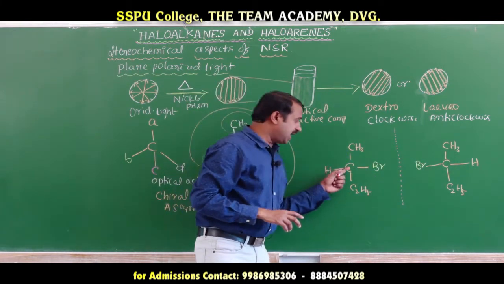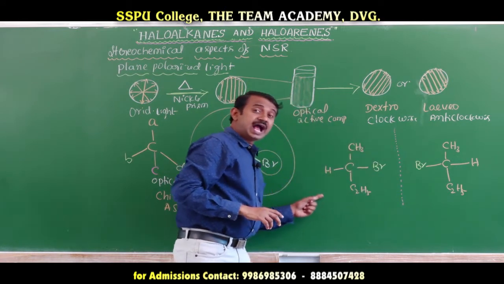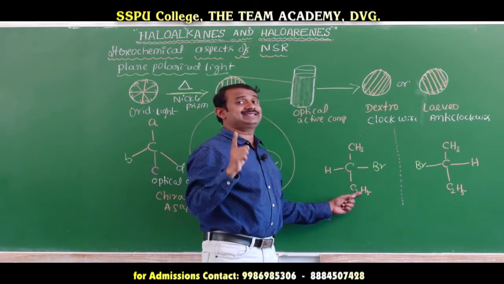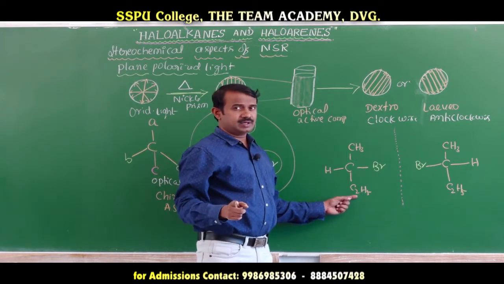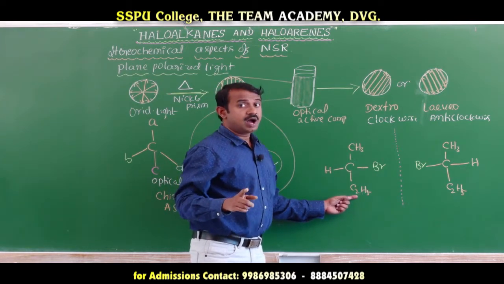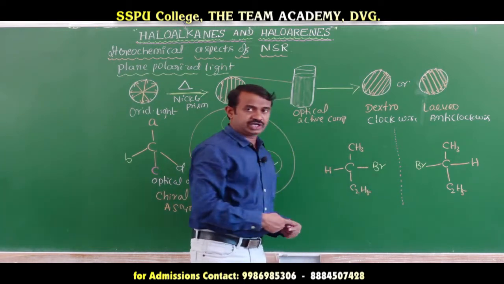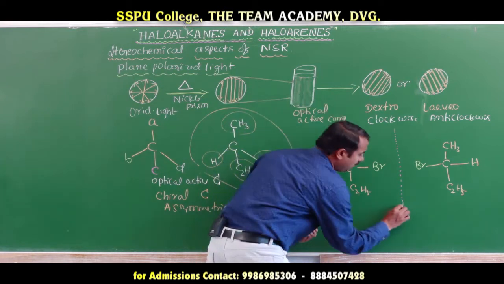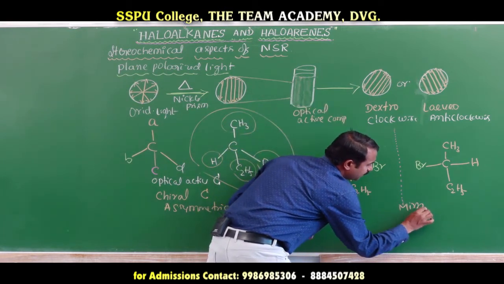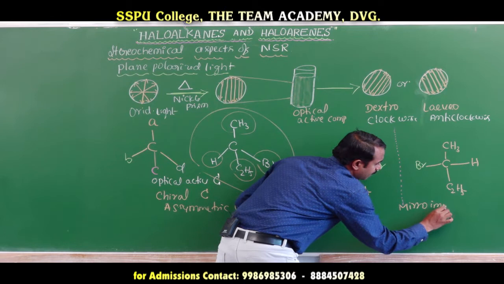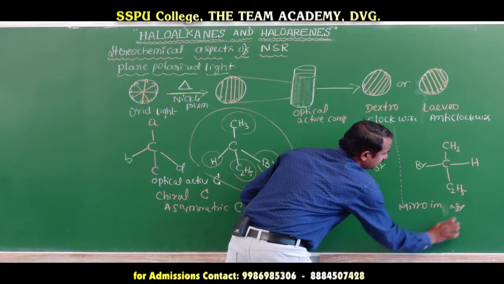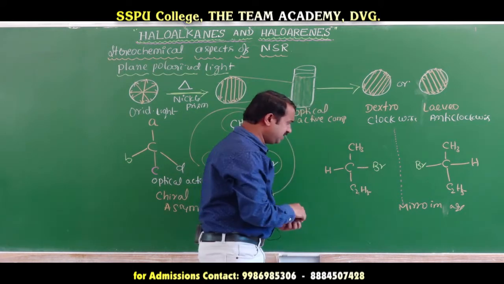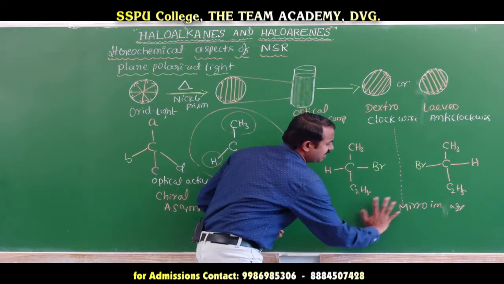A carbon atom containing four different atoms or groups of atoms is called an asymmetric carbon or chiral carbon, and these are chiral compounds. Okay. Here the compounds are mirror images of each other. Here Br is there. This is a mirror image.